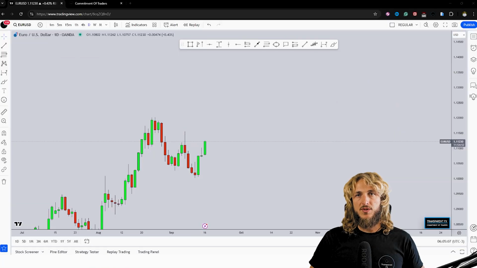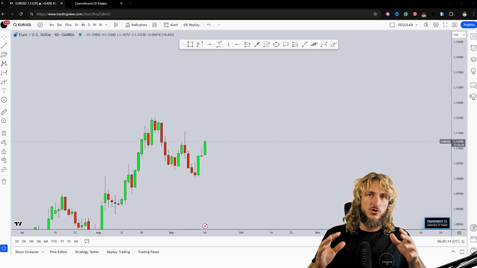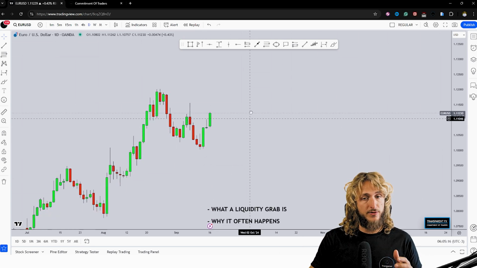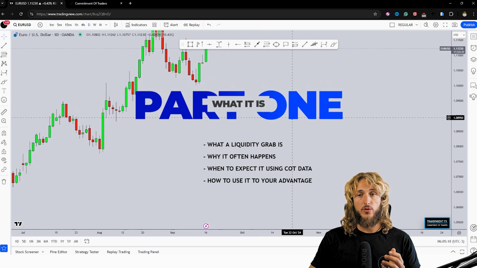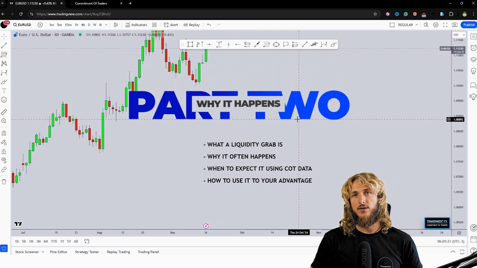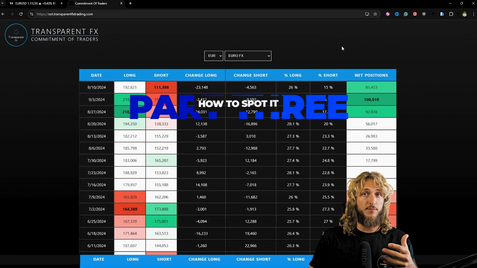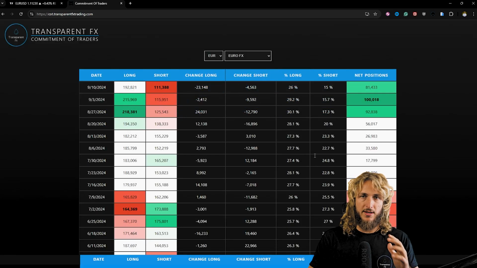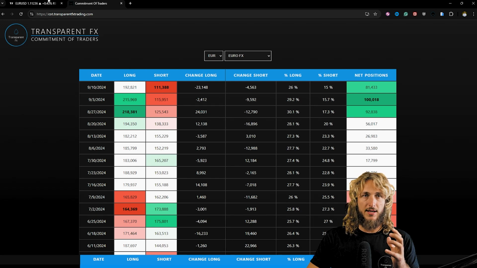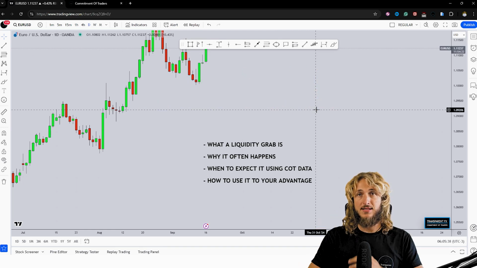In this tutorial, I will be speaking about liquidity grabs. This is a topic that I got asked to make a tutorial on quite a few times. So let's get right into it. First, I will be speaking about what a liquidity grab is. Then I will be explaining why it often happens. Then I will be explaining how to spot a potential liquidity grab that is about to happen by integrating the COT data into the analysis. And then I will be speaking about also how to potentially use it to your advantage. So let's get into it.